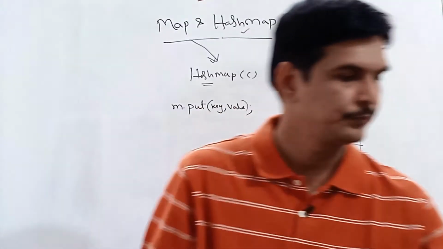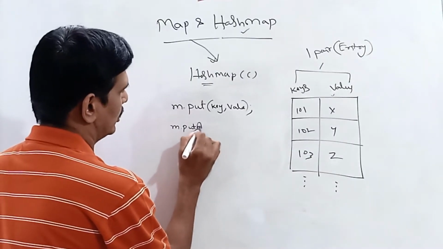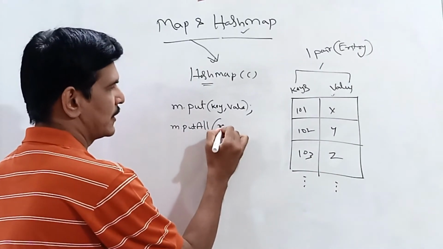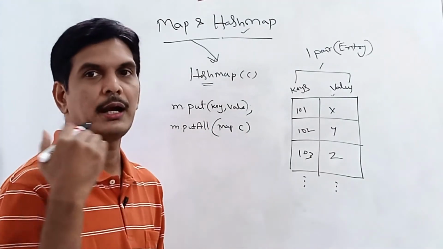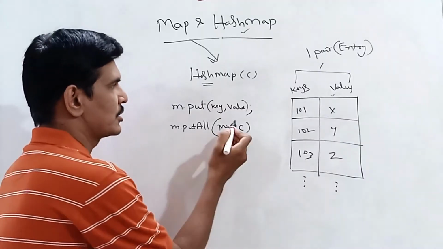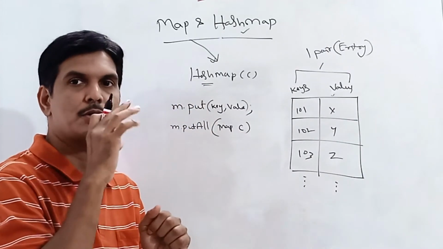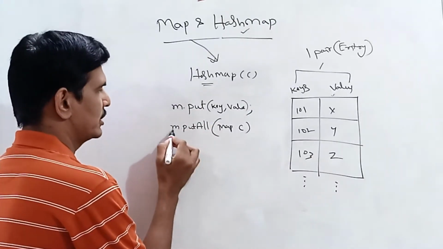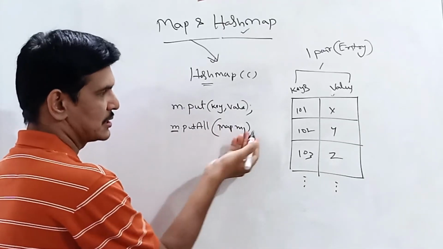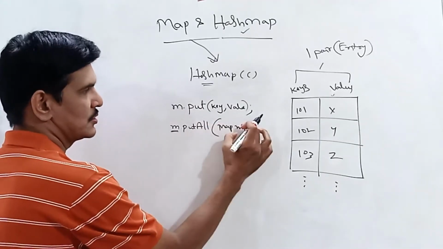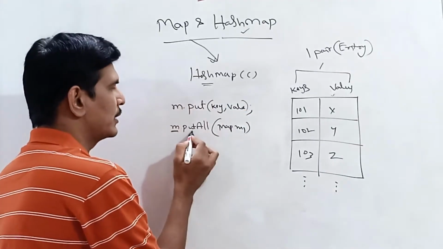The next method is m.putAll, and here we have to specify some map collection. putAll is a method by which we can add multiple entries from one map into another map. Suppose I have one more map object which contains some pairs or entries, and I want to add them into another map. Then we write m.putAll(m1), where m1 is the other map.